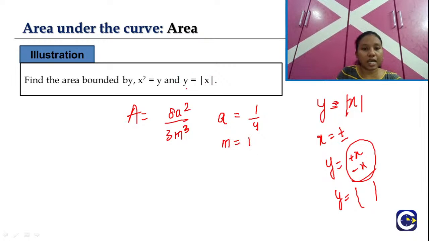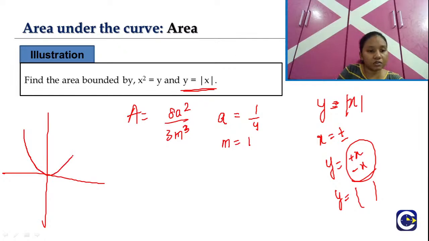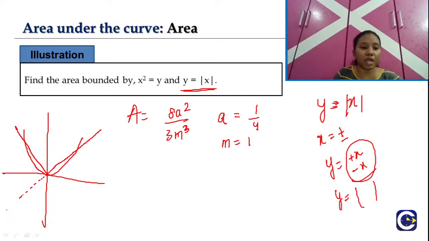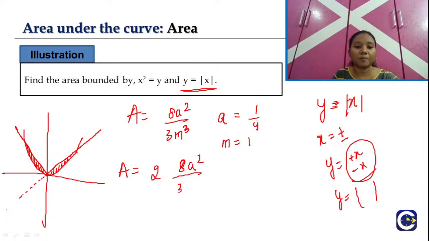Right. But as here the equation of line which is given is mod x, what will be our figure? So if this is my sketch of the parabola, generally the y equal to x graph will be like this. But here it is mod x, which means I cannot have negative. So all the negative values will also be turning out to be here, which means the area bounded by the given parabola and the line will be these two shaded parts which are symmetrical to each other. So then our area here will be 2 times 8a square by 3m cube.